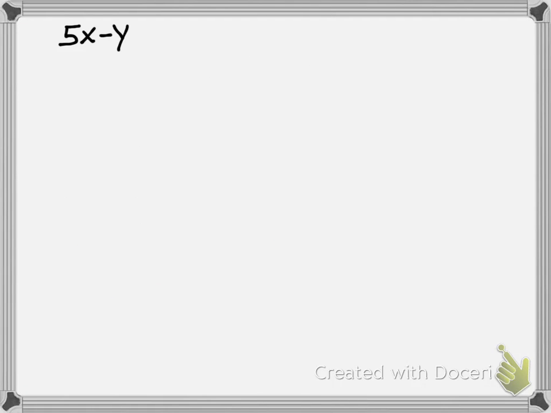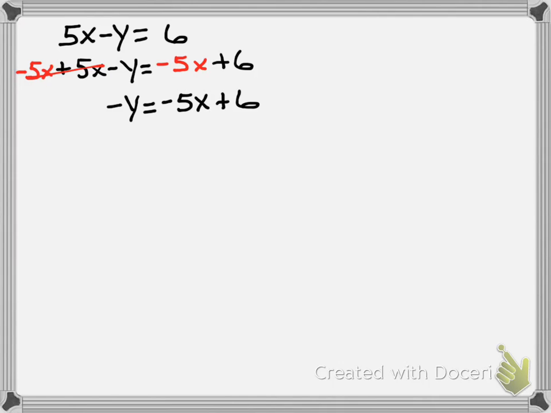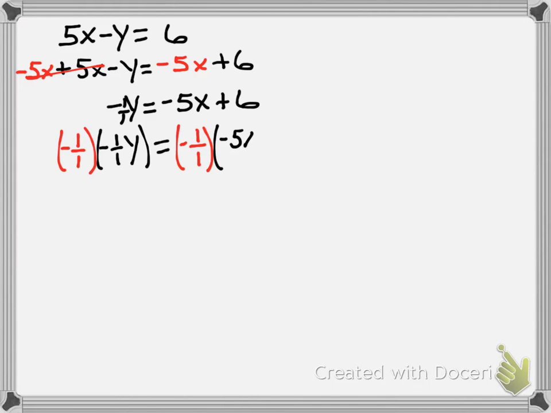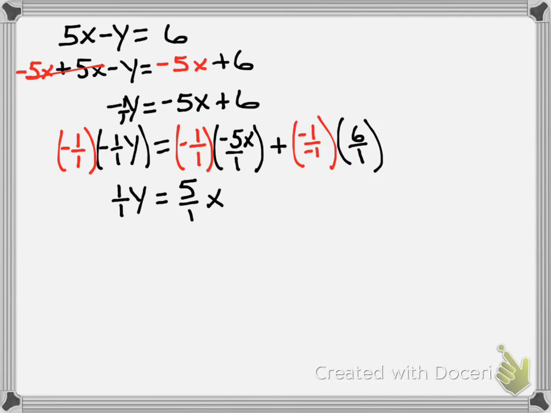Similarly, we're going to do the same for the second equation. Of course, we do the additive inverse of 5x. And ladies and gentlemen, we have negative y equals negative 5x plus 6. So we do the multiplicative inverse with negative 1 over 1, and we end up with y equals 5x minus 6. Alright? And this is our second equation. We had the first one, and now we have the second one.